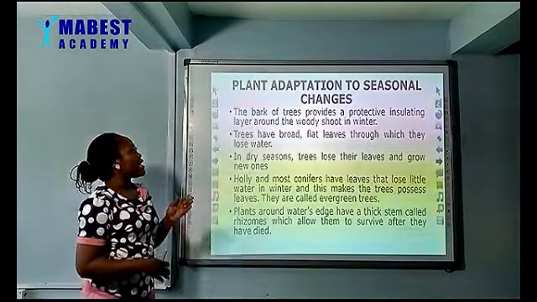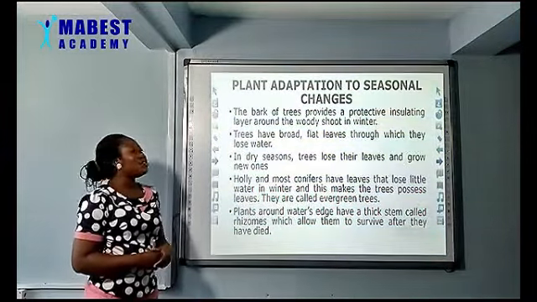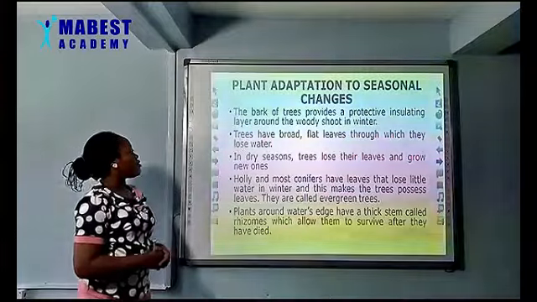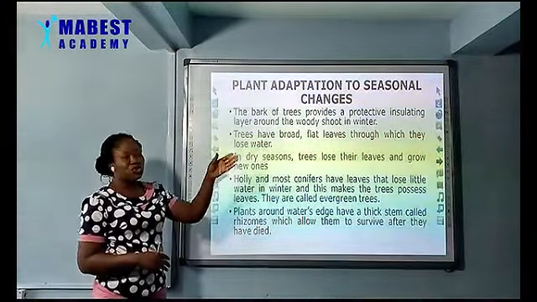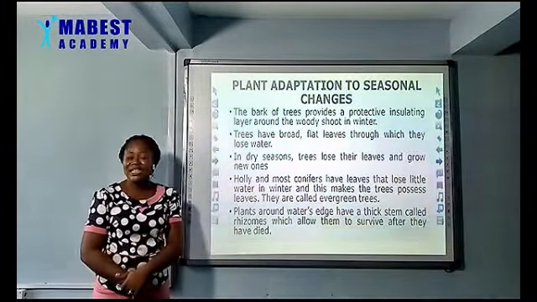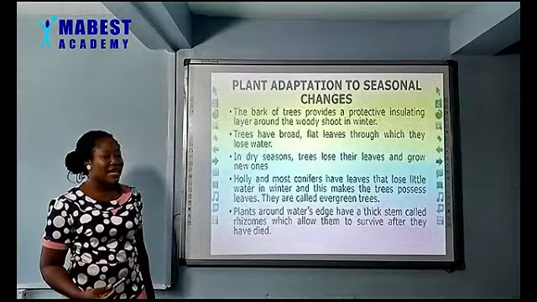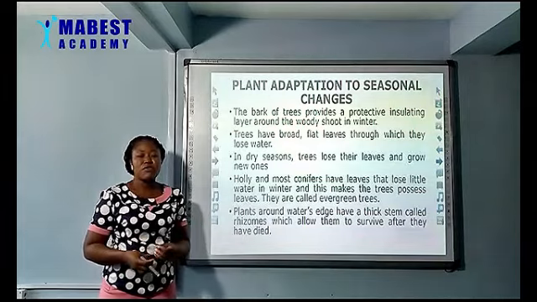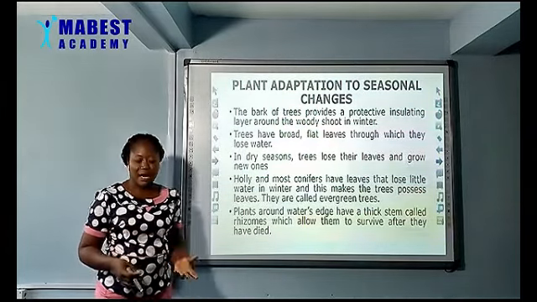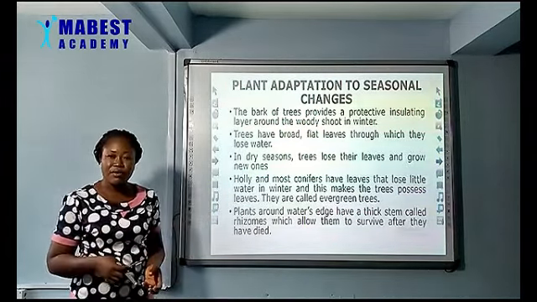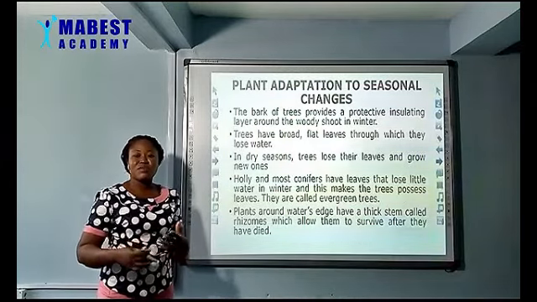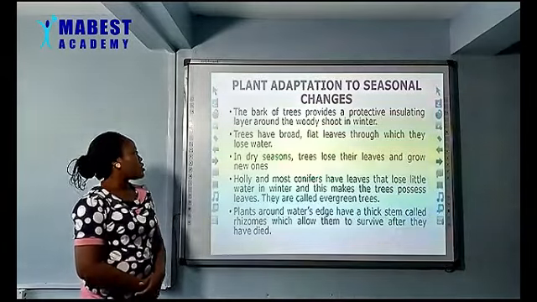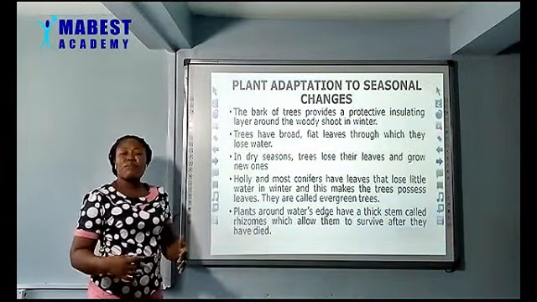Now, let's go to plant adaptations to seasonal changes. The first one is the bark of trees, which provides a protective insulating layer for the tree, and even when it is winter, they will still be able to survive. They will not die, and they will still be able to produce some of those things they are supposed to produce. Then they also have broad leaves.